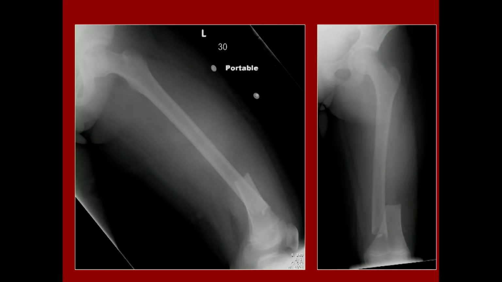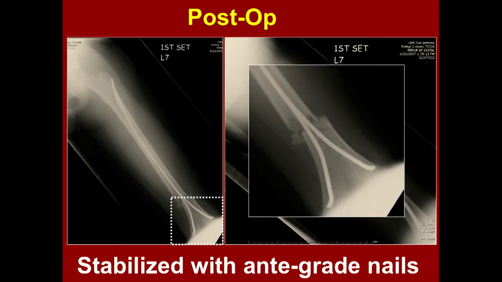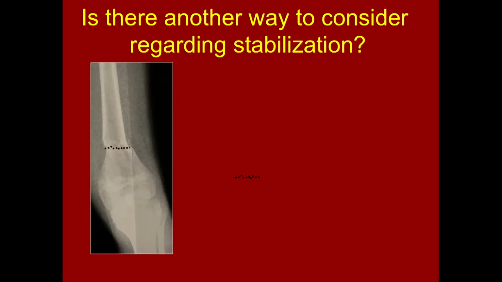Here's another one. This one is a distal diaphyseal metaphyseal junction, and you don't have a lot of fixation in the distal fragment, and again you would manage this one with pins. You can see this patient here has a lot of good separation just above the physis. So there's another way to consider regarding stabilization.